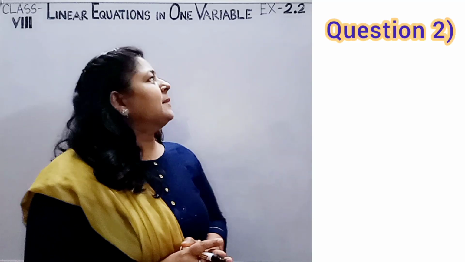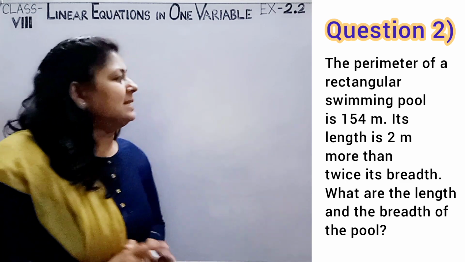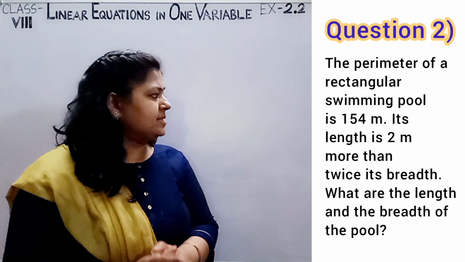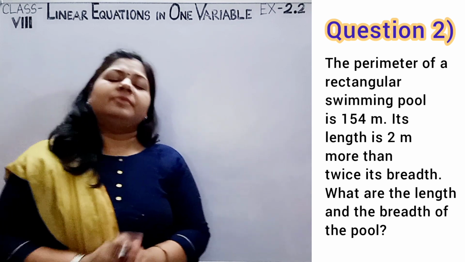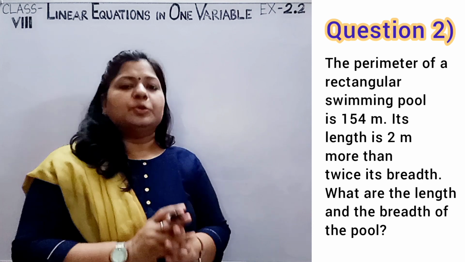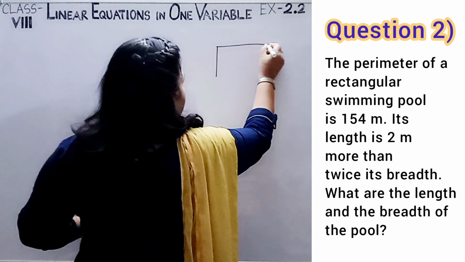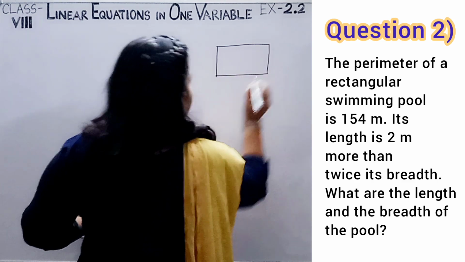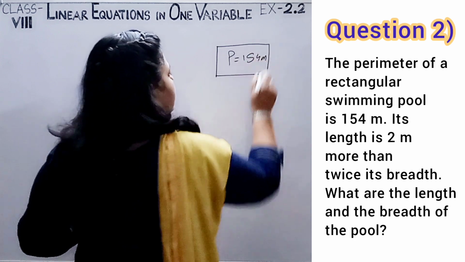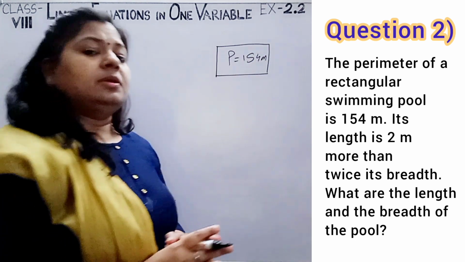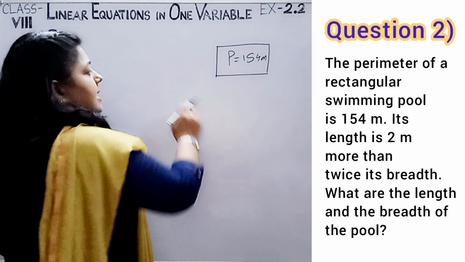Question number 2. The perimeter of a rectangular swimming pool is 154 meter. Its length is 2 meter more than twice its breadth. What are the length and the breadth of the pool? Here we have to find out the length and breadth of the pool, and the swimming pool is in the form of a rectangle, and the perimeter is given as 154 meter. We have already learned that perimeter is the sum of lengths of all the sides of the figure.